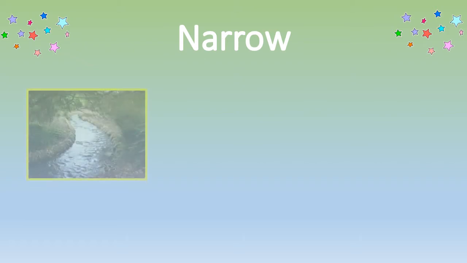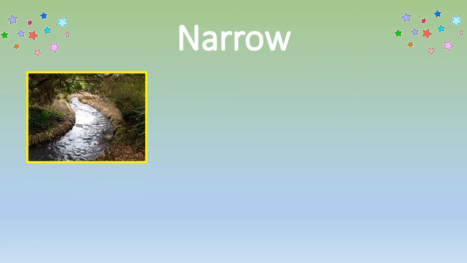On this page, I'm going to be looking at things that are narrow. That means that they are going to be thinner than the wide things we have already seen. The first picture I've found is of a stream. Now, I know this is narrow. I can describe this stream as narrow because it is much thinner than the picture of the river that I found. And you definitely wouldn't be able to get any boats in there because it's much too thin. It's much too narrow.